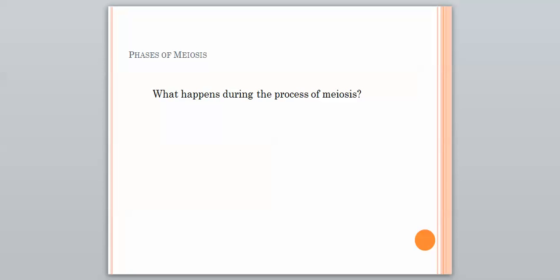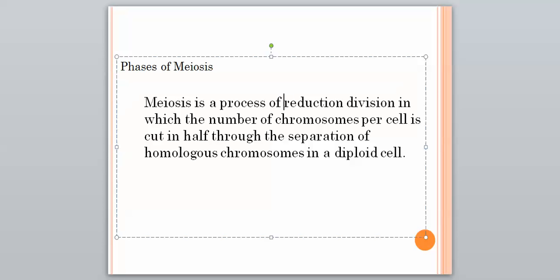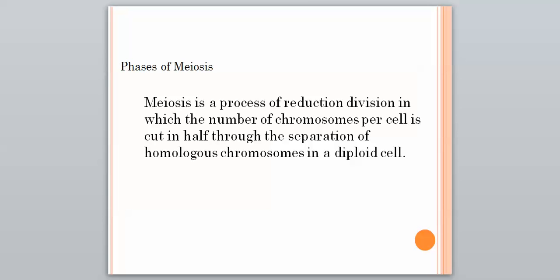So what happens during this process of meiosis? The definition first, for those that don't know it, which again, a lot of you in class say you have heard of before. Meiosis is a process of reduction division. So reduction means things getting smaller. So reduction division, in which the number of chromosomes per cell is cut in half through the separation of the homologous chromosomes in a diploid cell.